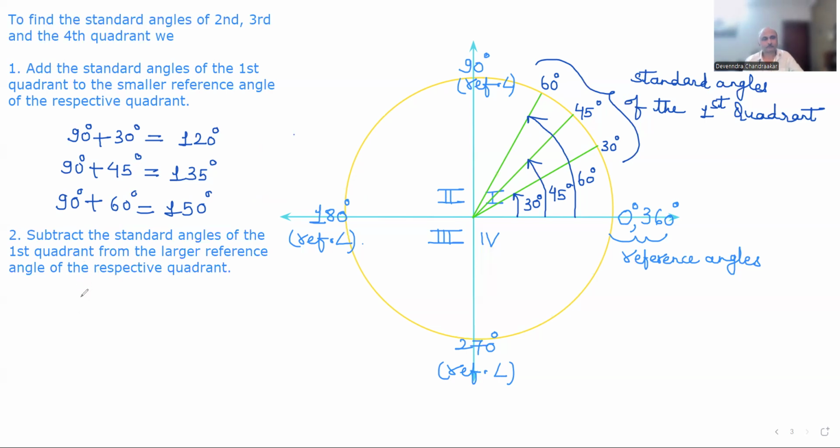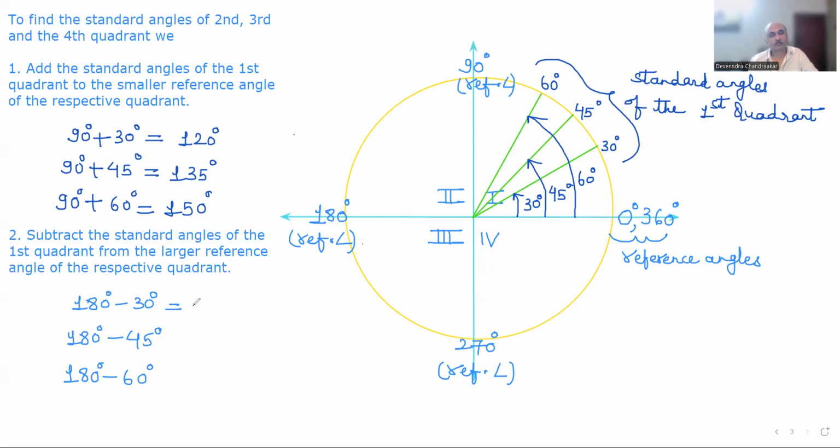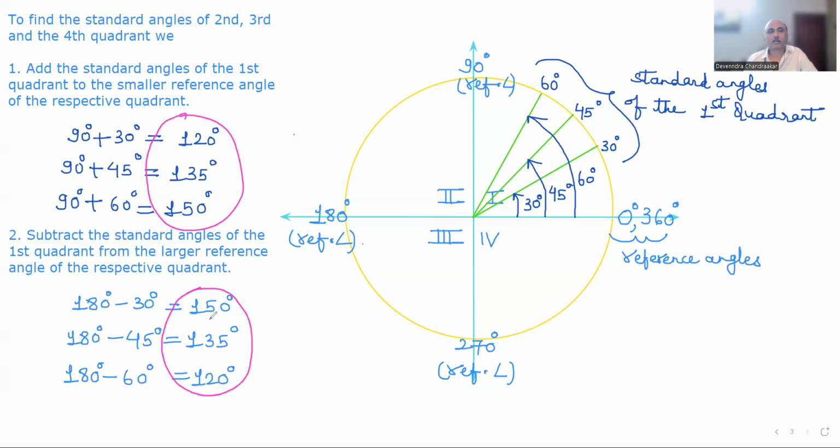We can subtract 180 from 90. No, 180 minus 90 degrees. 180 minus 60 degrees. Not 90, beta. 30, 45 and 60, right? 90 is not a standard angle. So this is 150, 135 and 120 degrees. So you can see here that whether you use this method or this method, you get the same angles. Got it?